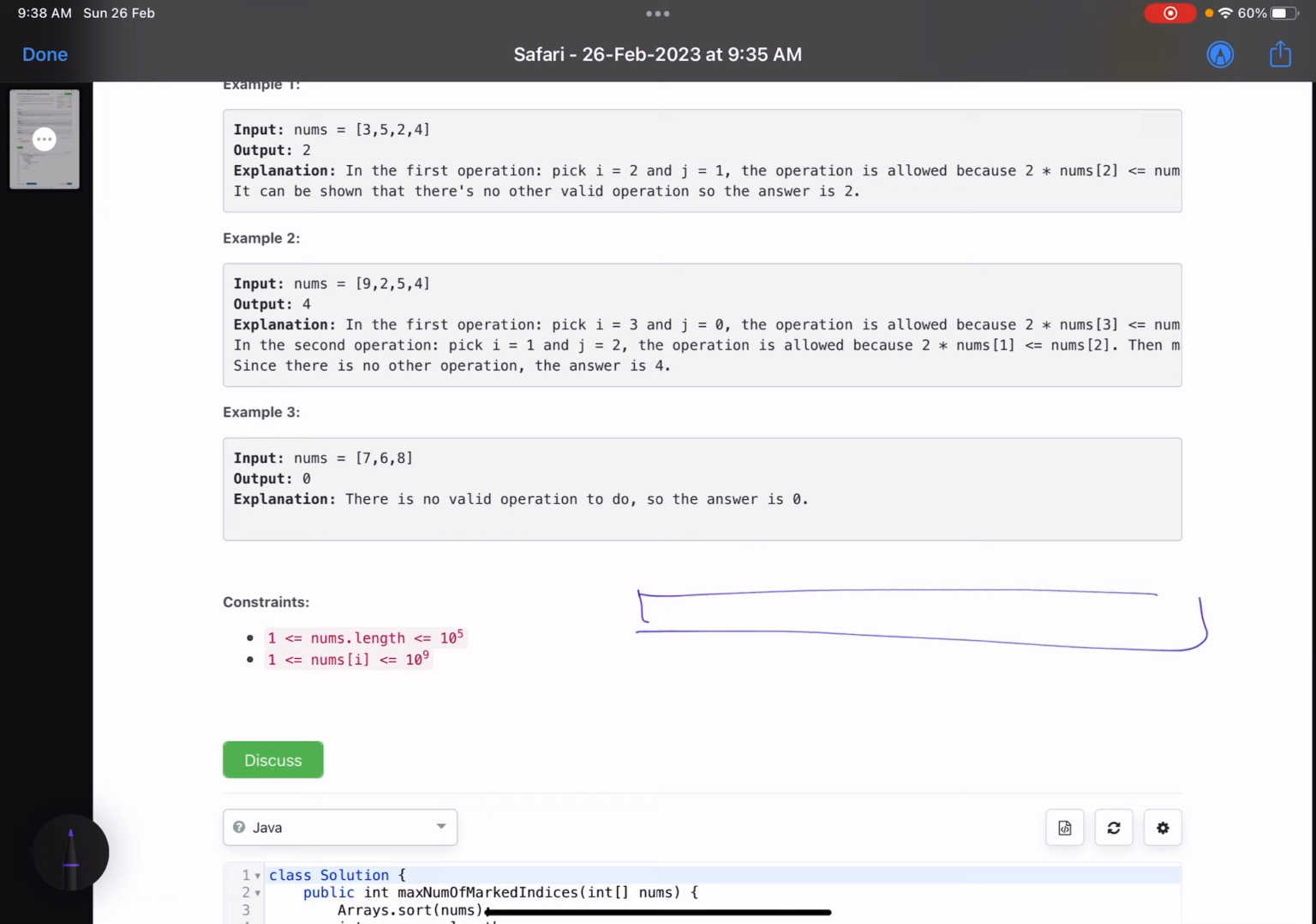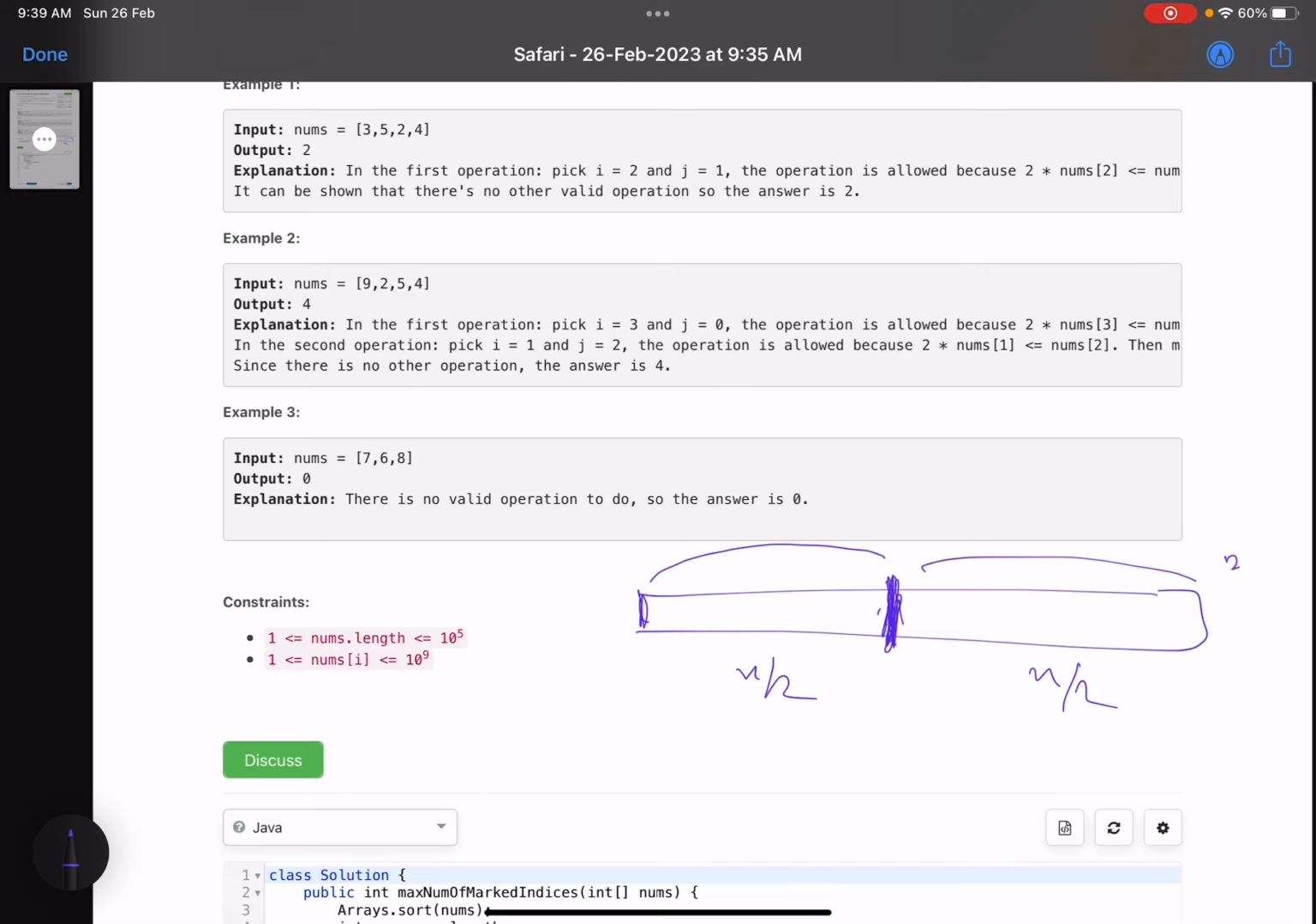Suppose I have some numbers which are sorted. Let's pick up the midpoint. Midpoint means if I have n elements roughly, these are n by 2 elements and these are n by 2 elements. Why? Because to get the maximum possible answer, all these n by 2 form a pair with all these n by 2. That is why I come to the midpoint.